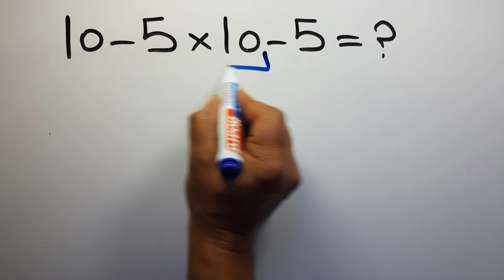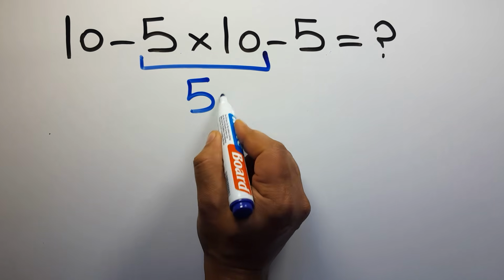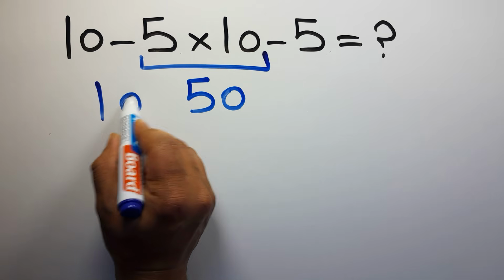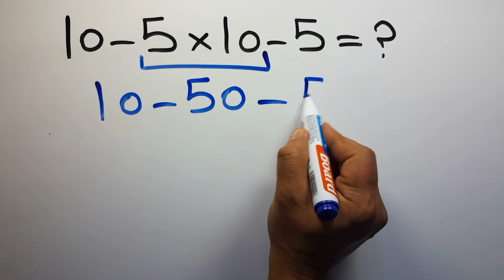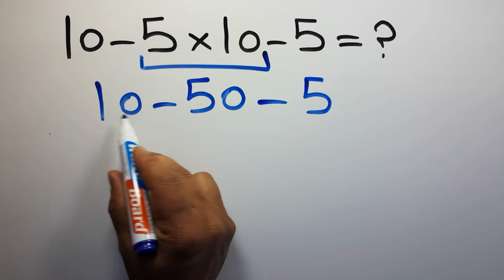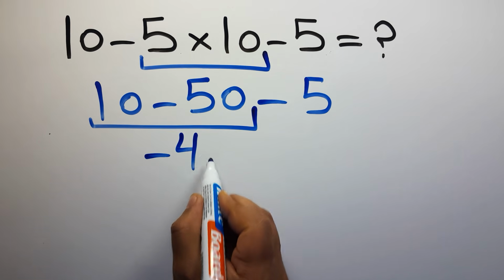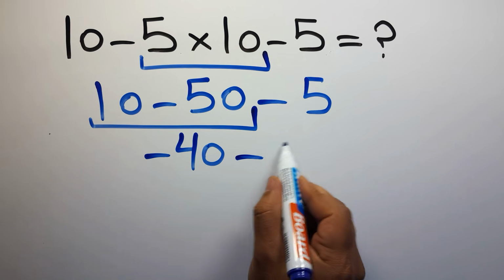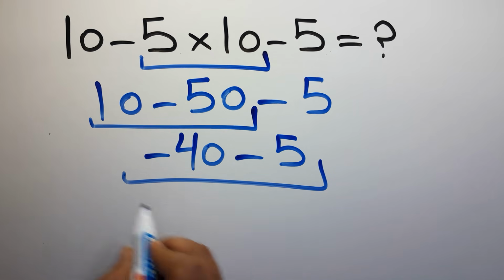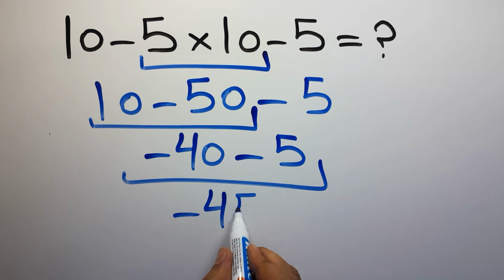5 times 10 gives us 50. So 10 minus 50 and the minus 5. Now we have to do this subtraction. 10 minus 50 gives us negative 40. So negative 40 minus 5, which equals negative 45. And this is our final answer to this problem.